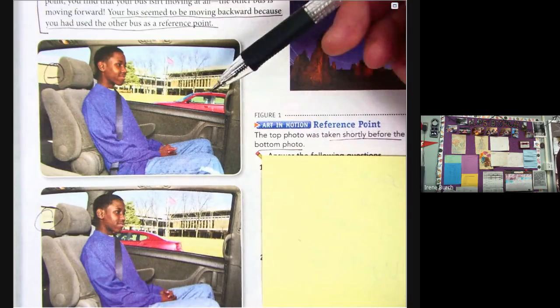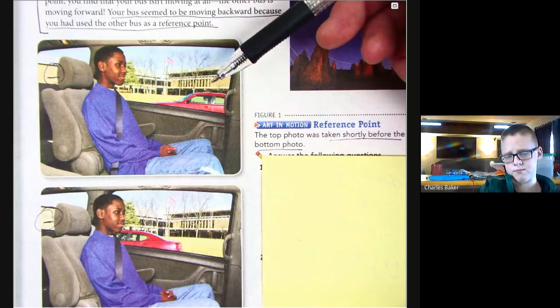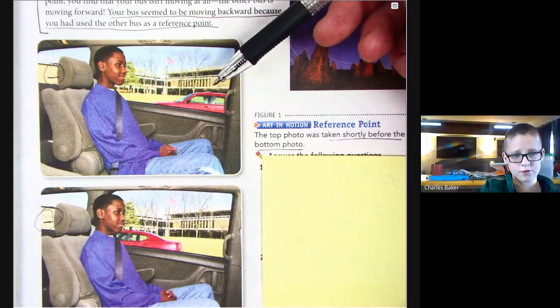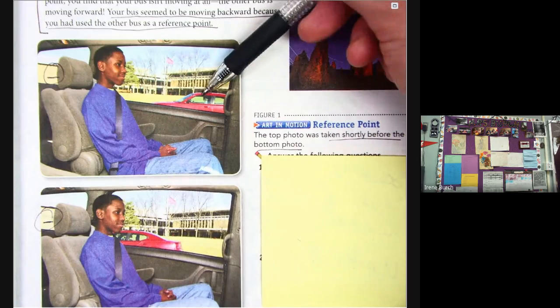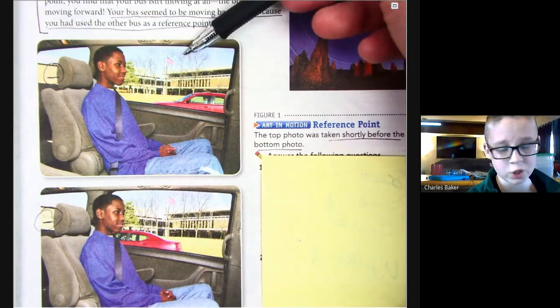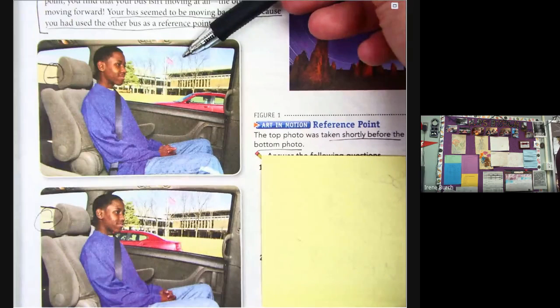What page is it? 5. Just 5? This is page 5 you're looking at. And then there's a red car in the background. In the new book or the old book? The new book. Okay.